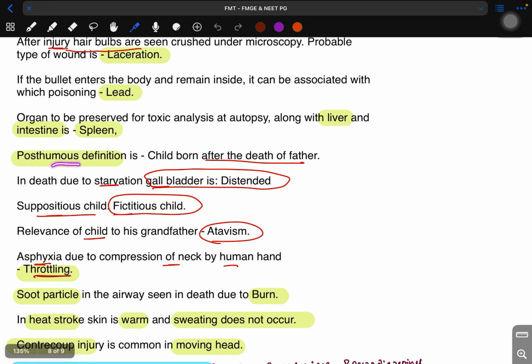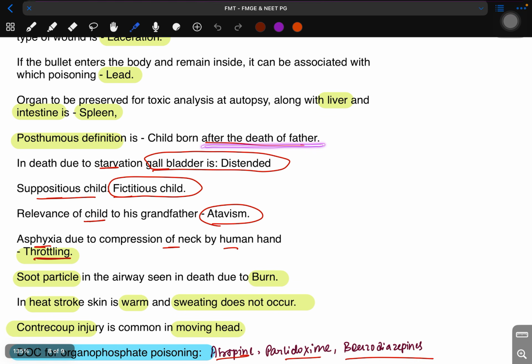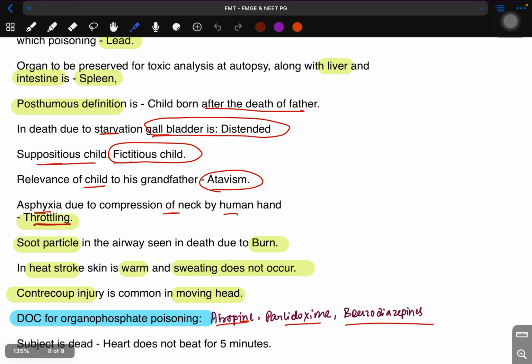Posthumous means the child is born after the death of the father. In death due to starvation, how will you identify that the person has died due to starvation? We will find that the gallbladder is distended. So distended gallbladder is a sign of death due to starvation. Supposititious child, which is also known as fictitious child, means the woman is illegally claiming that the child is the son or the daughter of that person. So it is a fictitious child.